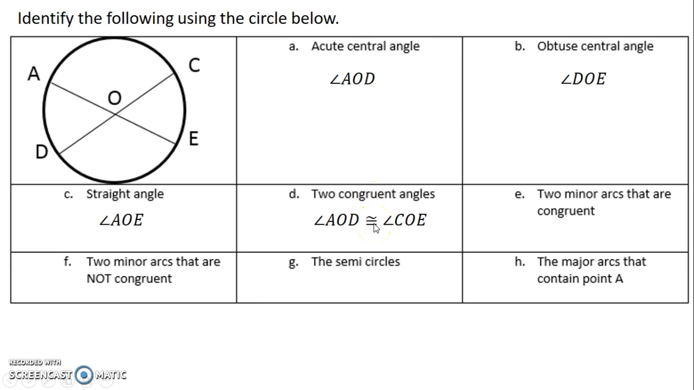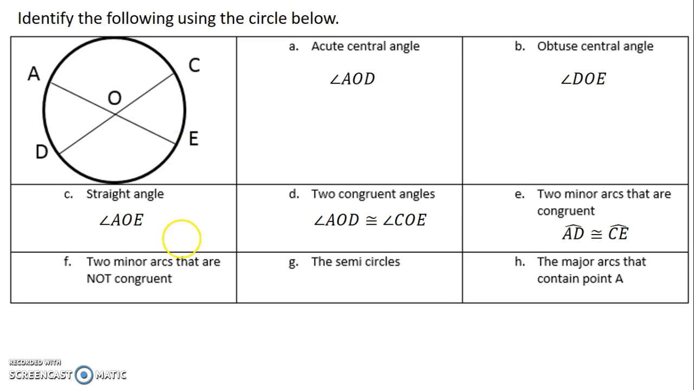The rest of the question want arcs. So the first one says minor arcs. So I need to name 2 letters, and they have to be congruent. So I said the important thing on the other slide was that the measure of the arc is equal to the measure of the angle. So if I know angle AOD is the same as angle COE, I know this little bitty arc here, AD, is the same as the one across from it, arc CE. So I could say arc AD is congruent to arc CE. They are congruent arcs. They are minor arcs.